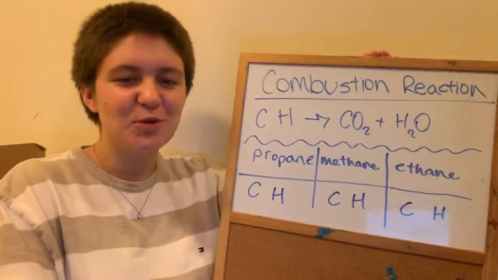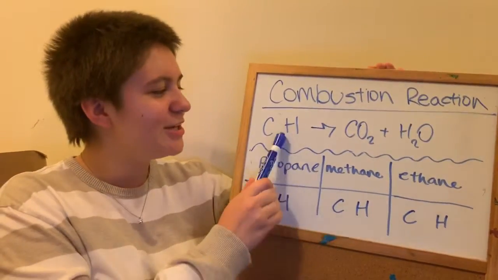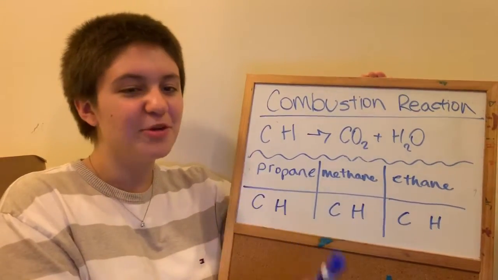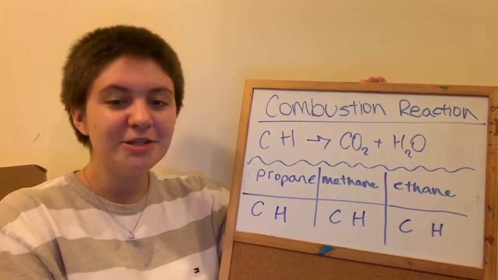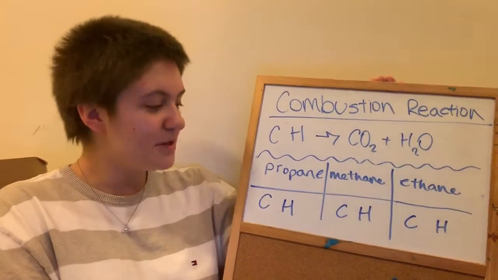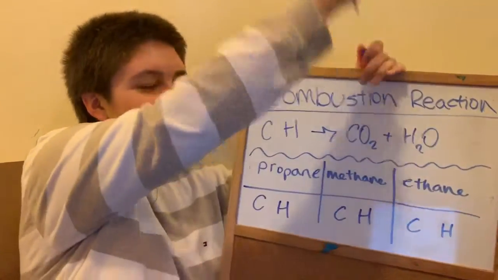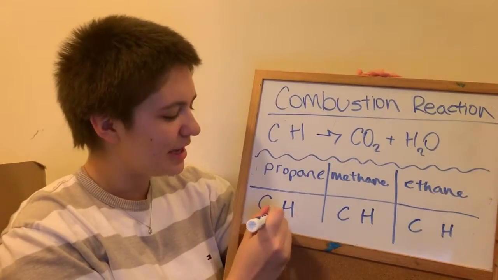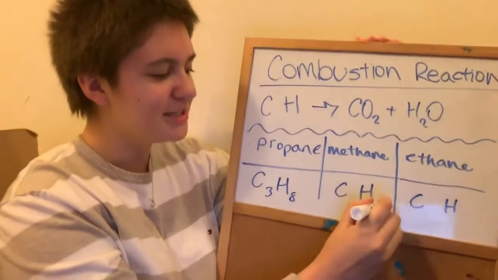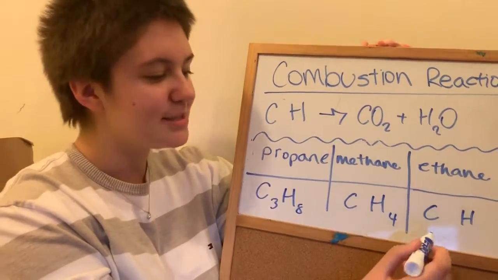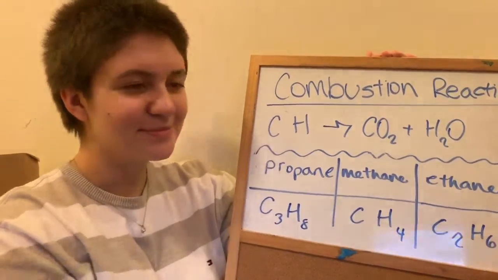A combustion reaction is one that has reactants of solely a hydrocarbon and heat, with the products always being carbon dioxide and water. The hydrocarbon can be any type of fuel, 3 examples being propane, which is C3H8, methane, which is CH4, and ethane, which is C2H6.